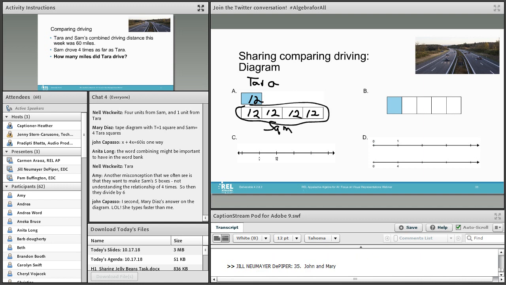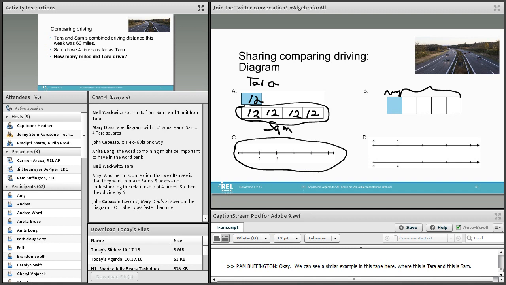Tape diagram, Tara is 1, and Sam has 4 Tara squares. Yeah, 1, 2, and we can see a similar example in this tape here where this is Tara and this is Sam. Let's look at this number line right here. Where can you see the relationship on this number line?